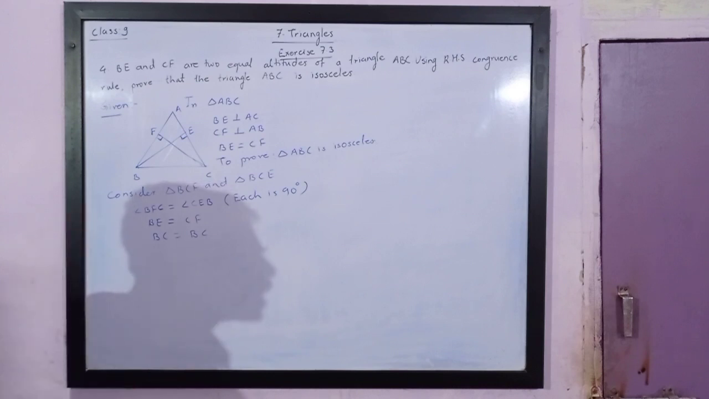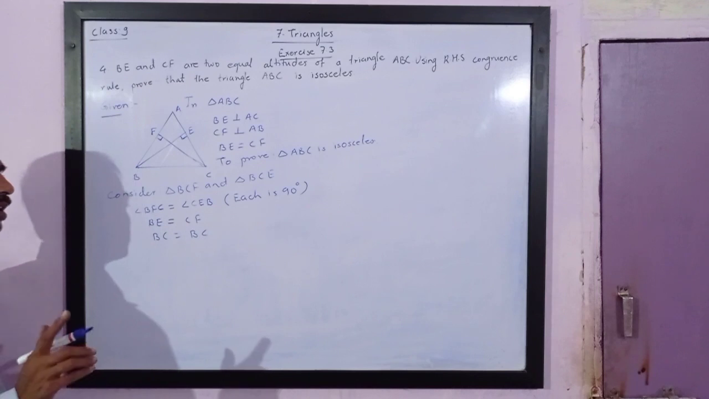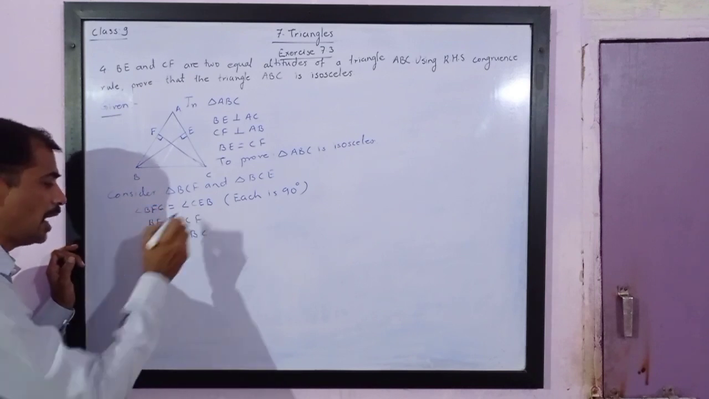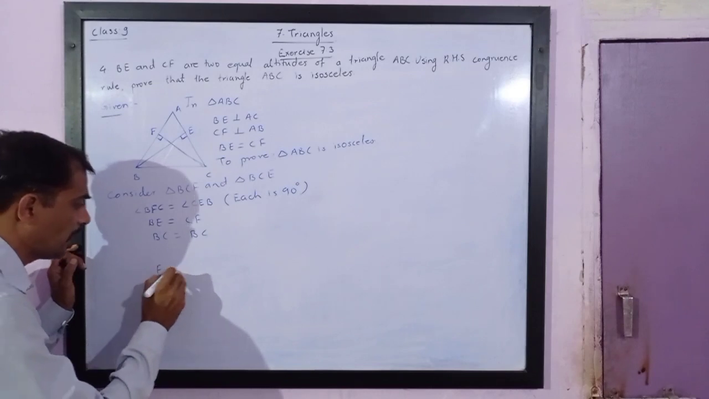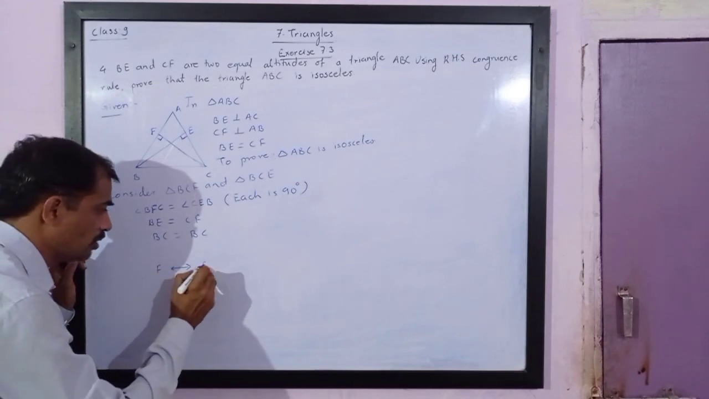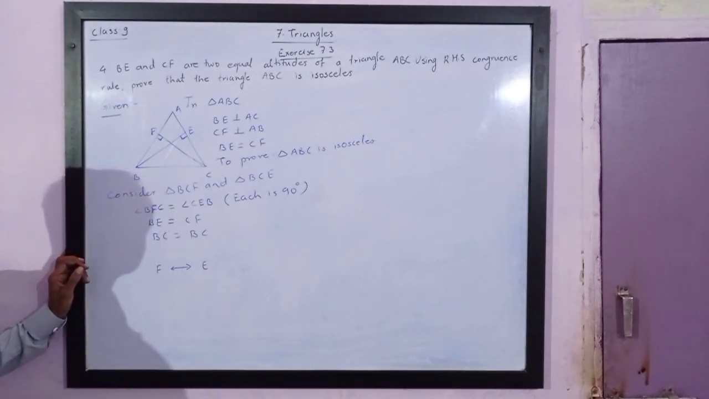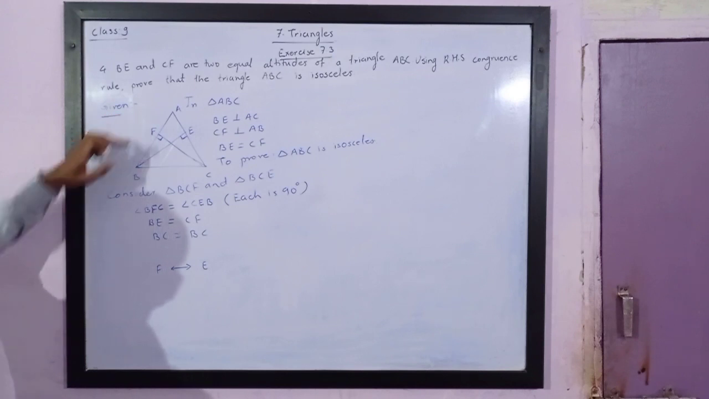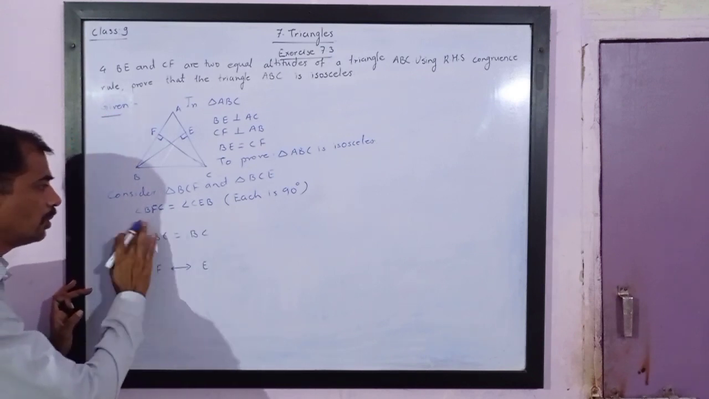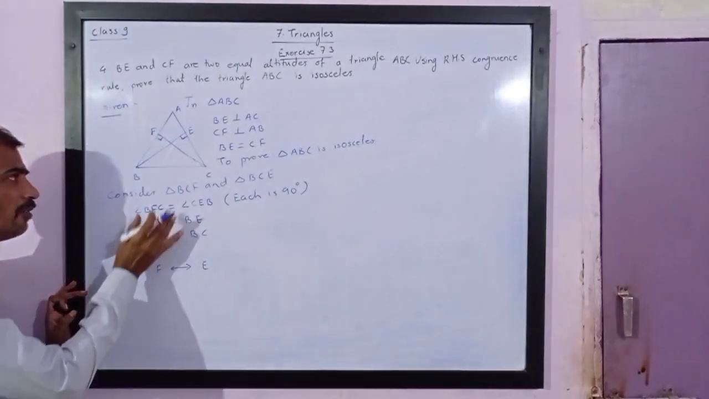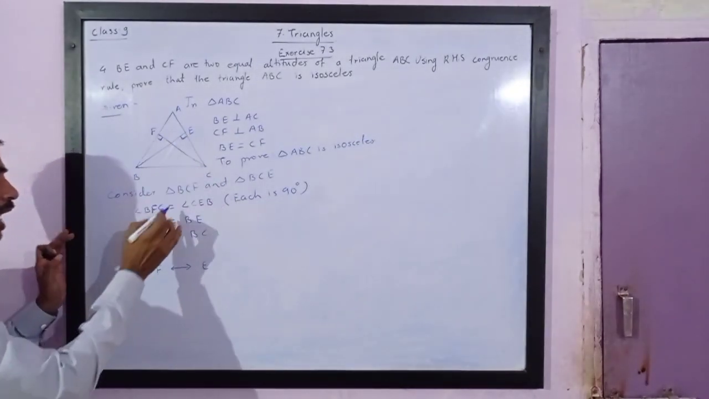Now, if the triangles are congruent, we need to write one-to-one correspondence. Here, one-to-one correspondence is very important. Please note, we can write one-to-one correspondence starting from F and E. That is, F corresponds to E, because it is an angle, so it is very easy to write. Now, if F corresponds to E, I must write here CF is equal to BE, because CF is the side of triangle BCF.